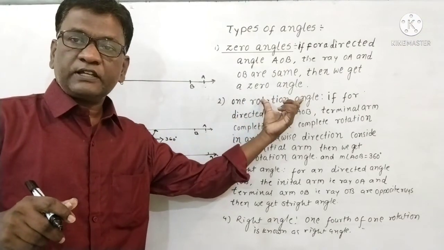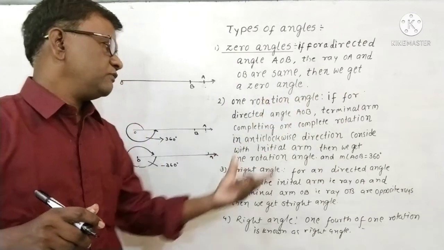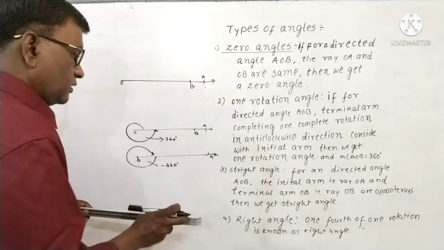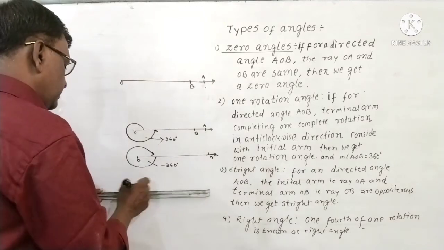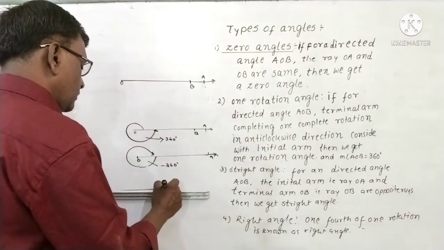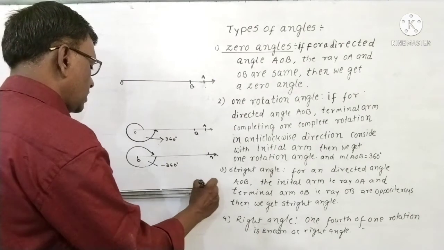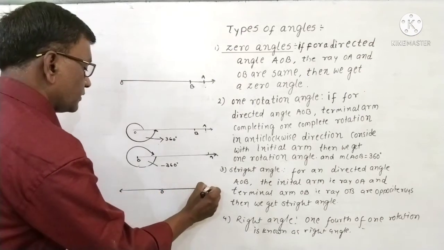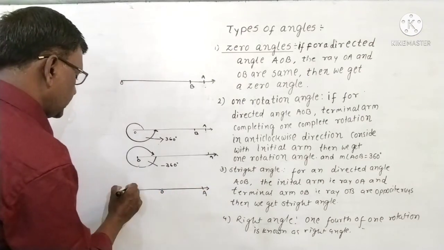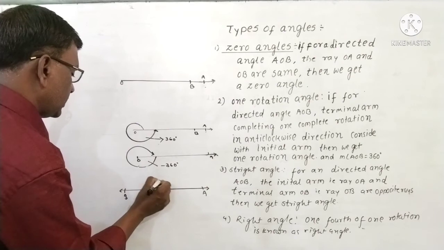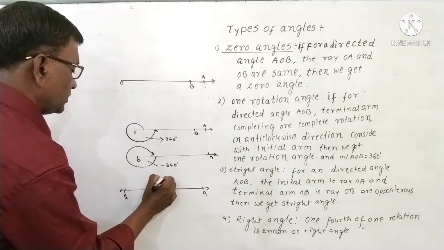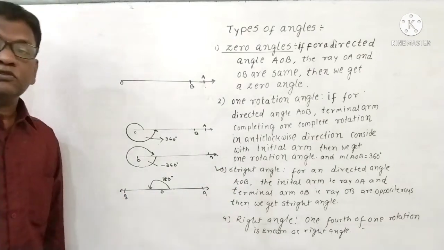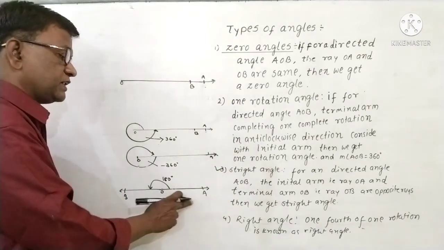Then the angle formed is a one rotation angle. Next, the straight angle. Directed angle AOB is said to be a straight angle when OA and OB are in opposite directions. If the rays OA and OB are in opposite directions, then the angle formed is equal to the straight angle, and its measure is equal to 180 degrees, always a straight angle.